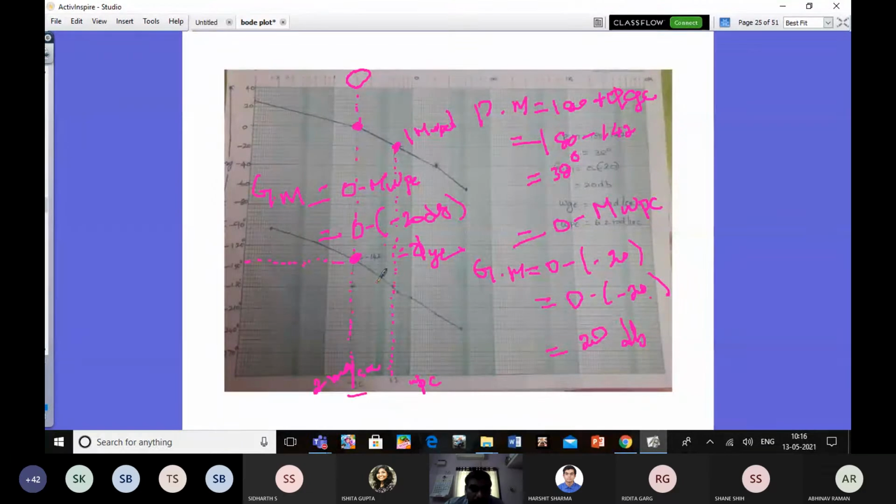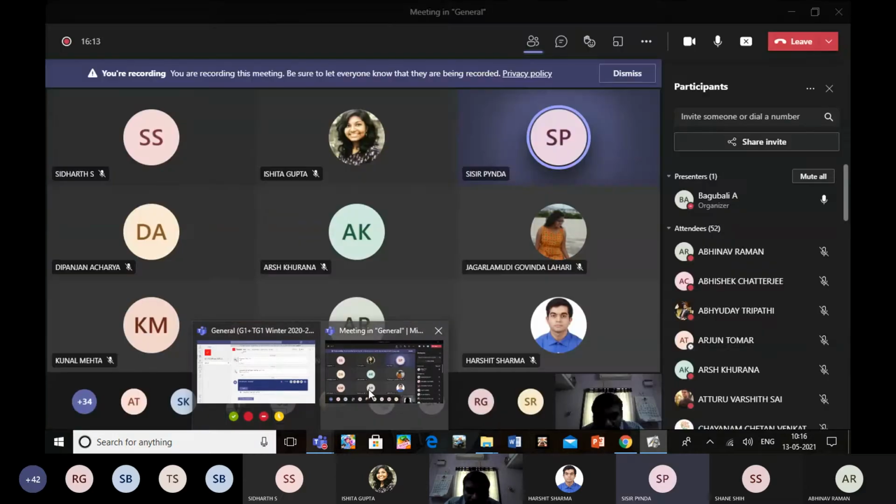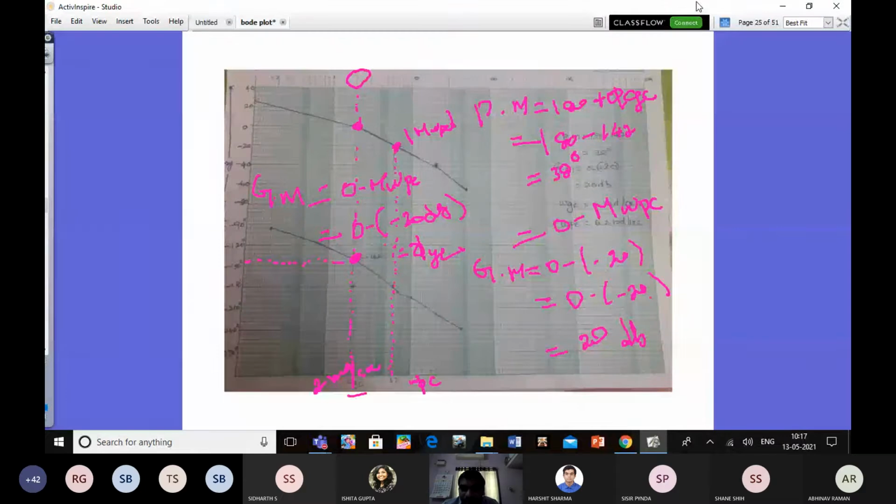So now the system stability. Tell me what is the system stability? Stable or unstable system or marginally stable system? Stable. How are you saying stable? Omega GC less than omega PC. Very good, dear. Very good, Sisir. That's what I am expecting from everyone.